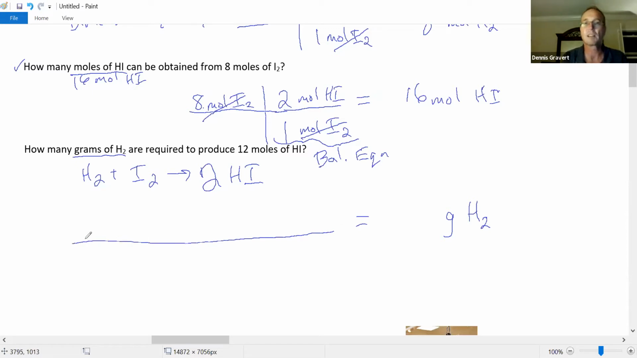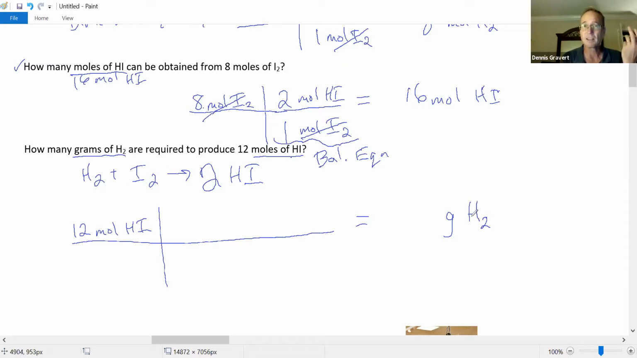Got the big line over here. Look for some digits. Oh, there's a 12. Start off with a 12. What are the units? Moles of HI. Okay. Now this is going to take a little more work. We have moles on the left, and we have grams on the right. And we have HI on the left, and we have H2 on the right. So we need to do 2 conversions. We need to change the moles to grams and HI to H2.